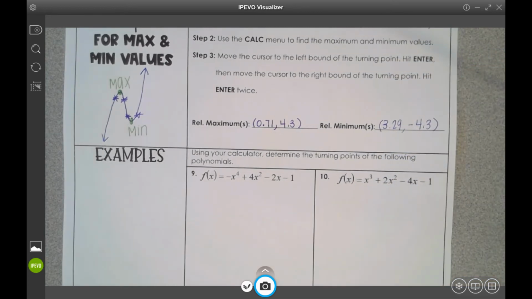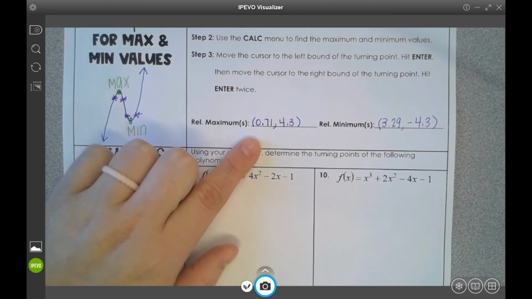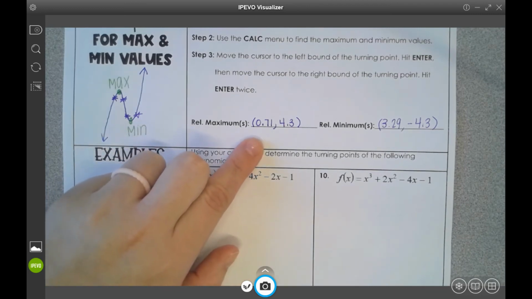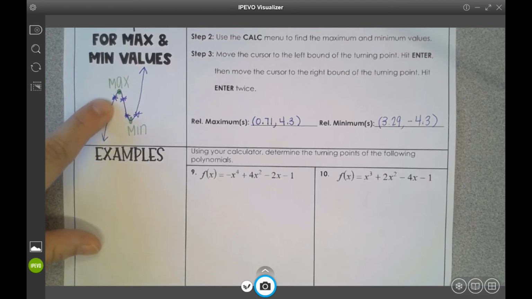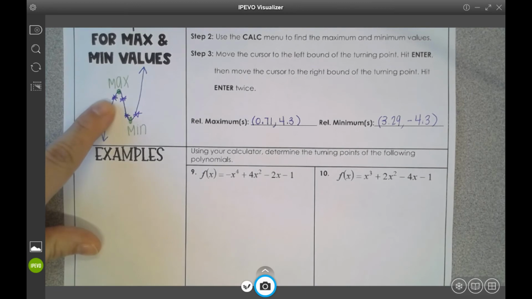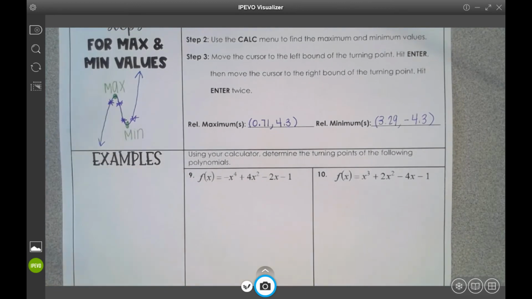Yes. On the first max, I got 0.75, but I got the 4.3. Then you may go back and try it again. You may not have been all the way to the left. You have to make sure that your blinky cursor is not above it or something. So go back and retry your max again. And I'll try it too.